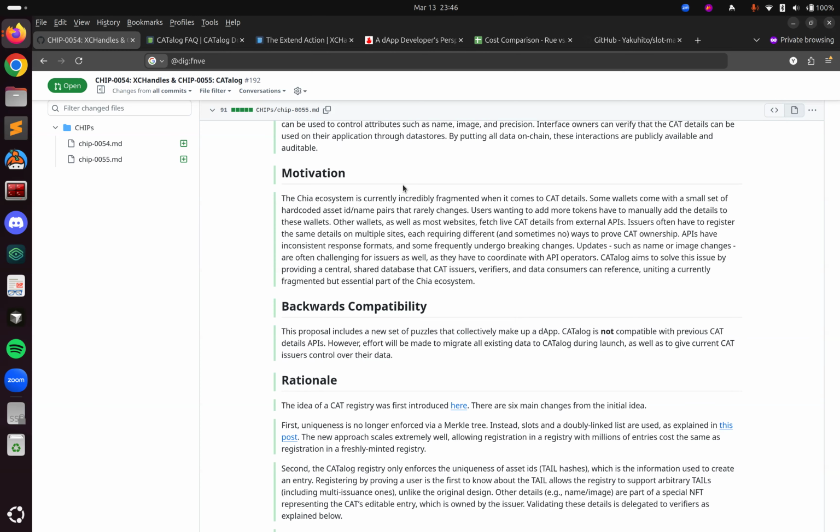Now, this has the advantage that it works with all types of CATs and TAILs. Yes, you can register invalid CATs, but then you pay the registration fee. And the CAT won't exist. Probably sites won't show it.